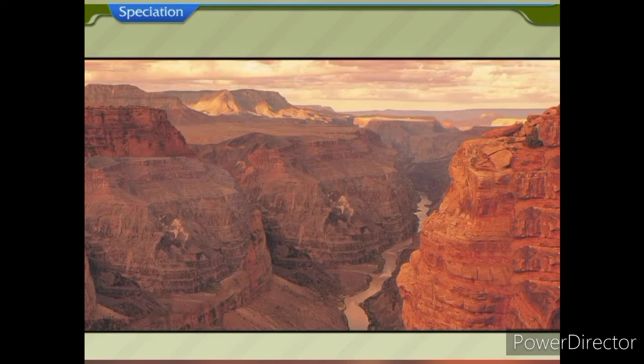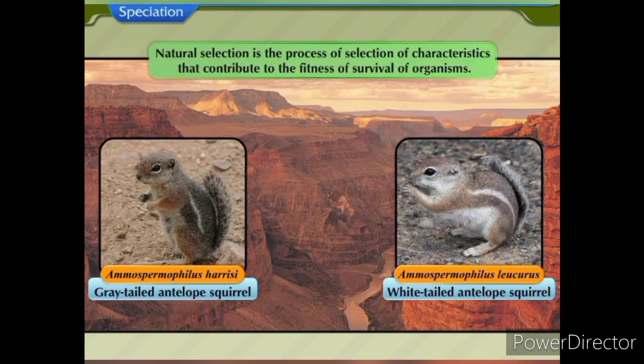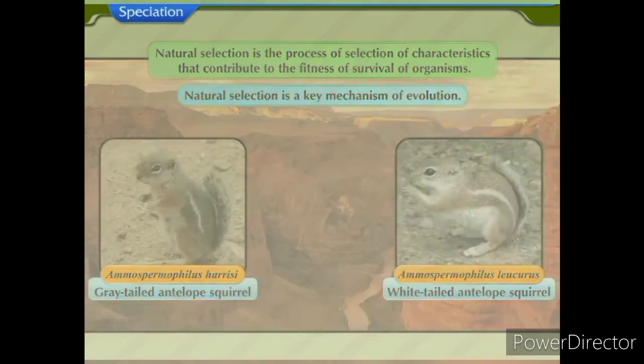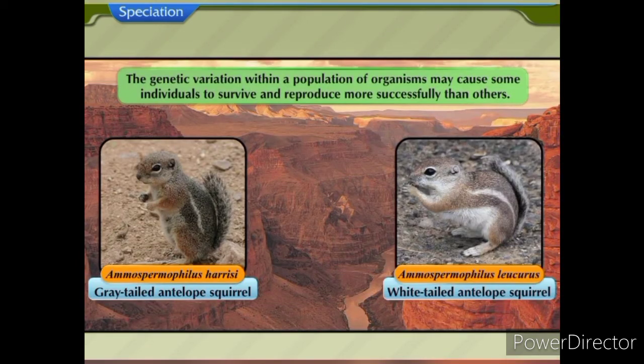Another important factor which leads to the formation of new species is the process of natural selection. Natural selection is the process of selection of characteristics that contribute to the fitness of survival of organisms. It is a key mechanism of evolution. The genetic variation within a population of organisms may cause some individuals to survive and reproduce more successfully than others.